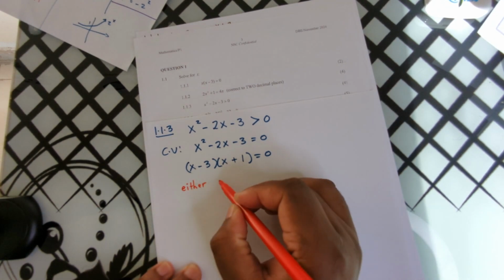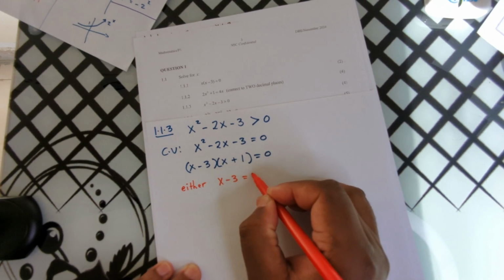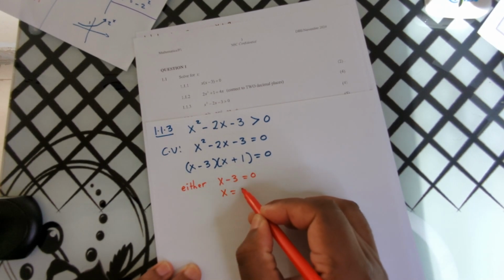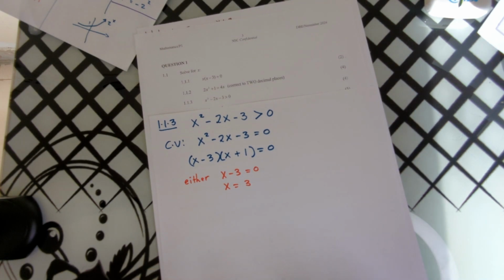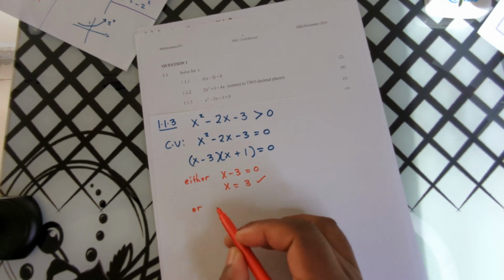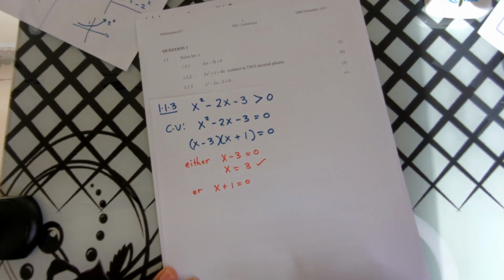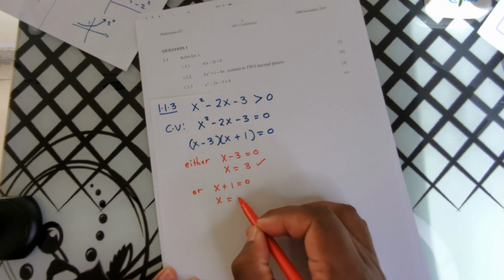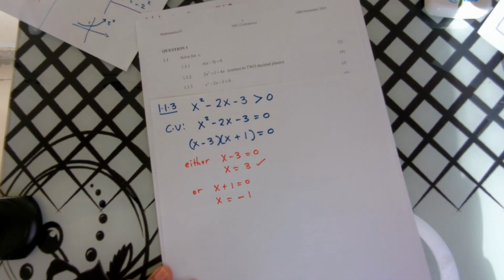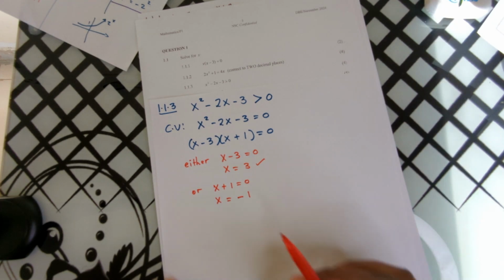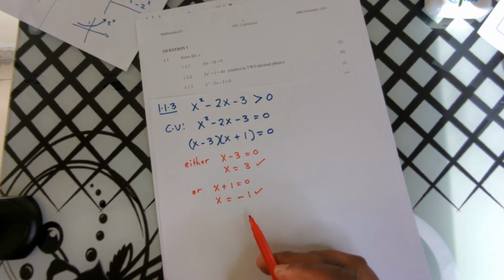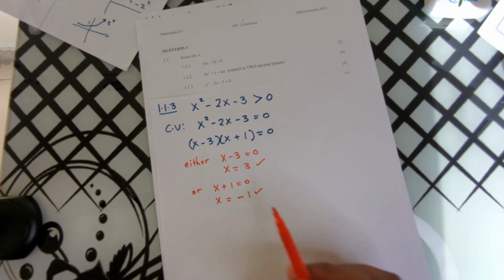So we're going to have either x minus 3 being equal to 0, and solving this gives us x equal to 3. So this is our first critical value, and the second one is x plus 1 is equal to 0, and solving this gives us x equal to -1. So now we have our two critical values. So what do we do with these critical values?